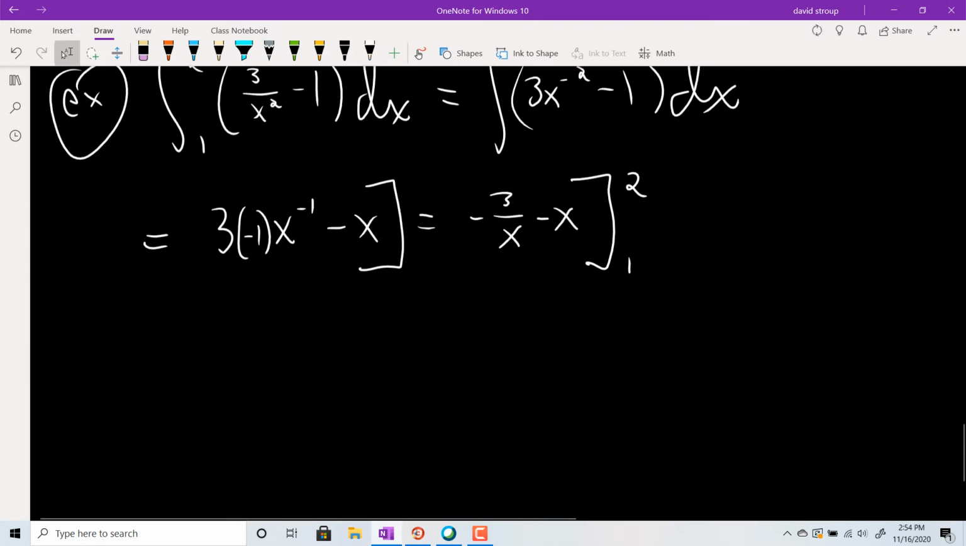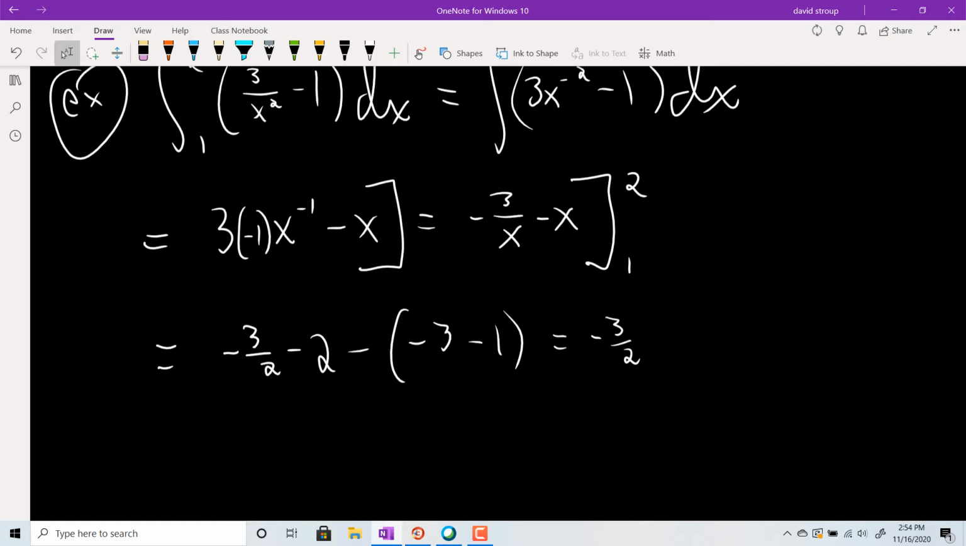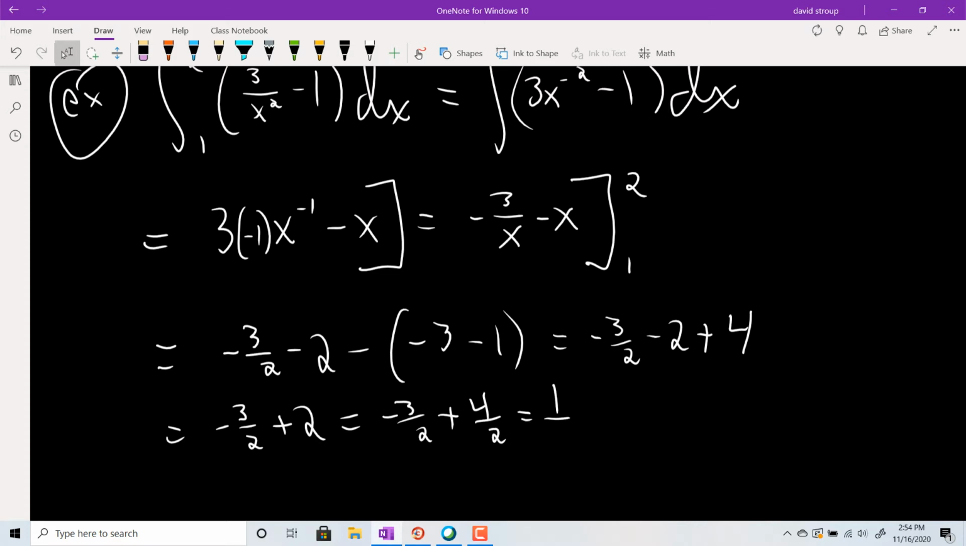And I just plug in the limits there. So negative 3 over 2 minus 2 minus negative 3 over 1 minus 1. So I have negative 3 halves minus 2 minus negative 4, which will be plus 4. It'll be negative 3 halves plus 2, and then that's negative 3 halves plus 4 halves, which is just 1 half. Okay.